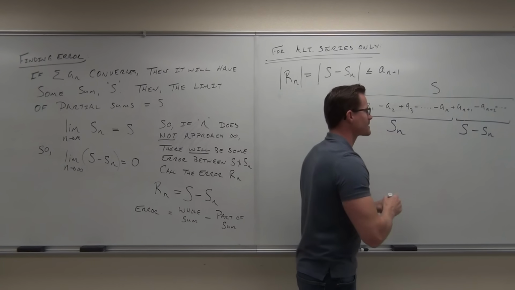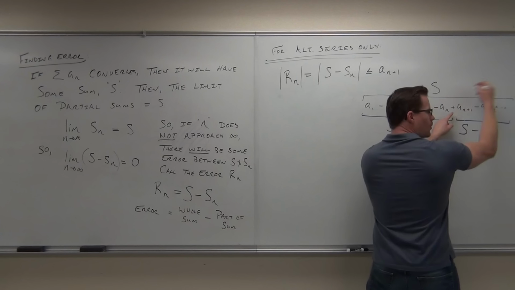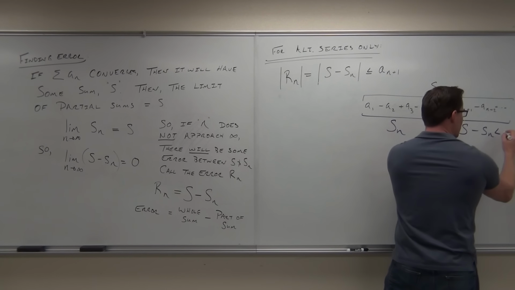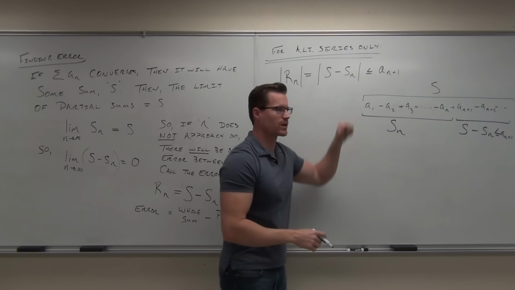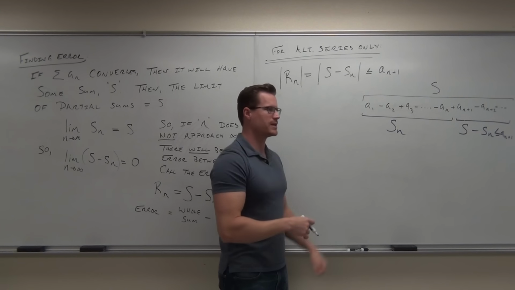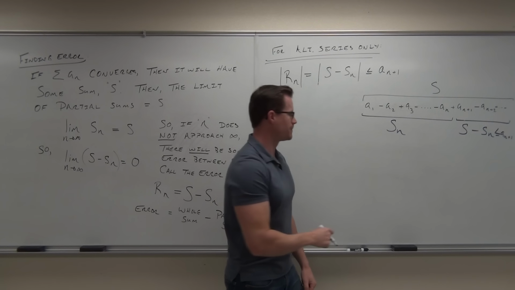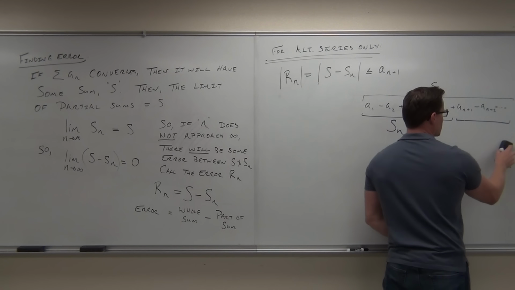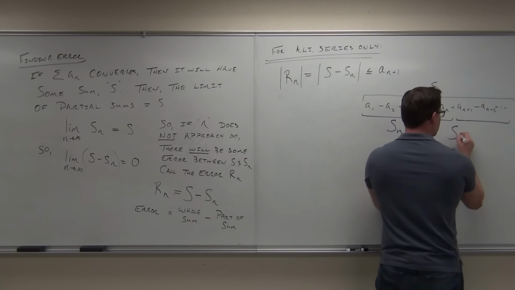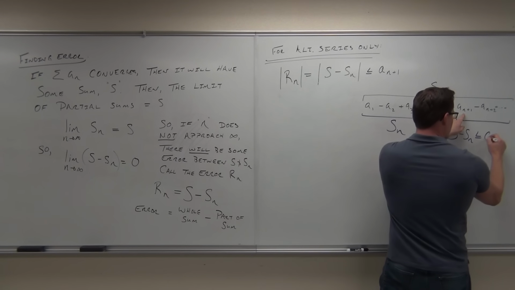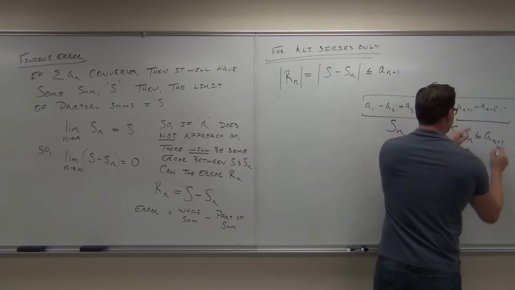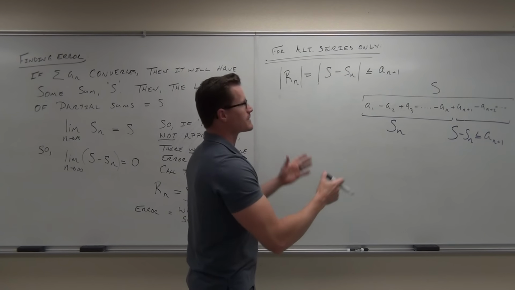Well, if that's the case, then what we know is that this whole thing must be less than or equal to A sub n plus 1. And that's exactly what we're getting right here. That's the whole idea. I'm going to write that. Hopefully you guys can see it a little bit clearer. So this is S minus S sub n. It must be less than, because it's decreasing, because we're alternating, A sub n plus 1. And that's exactly what we have.